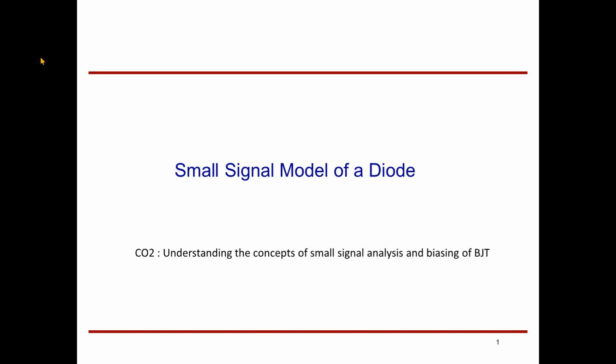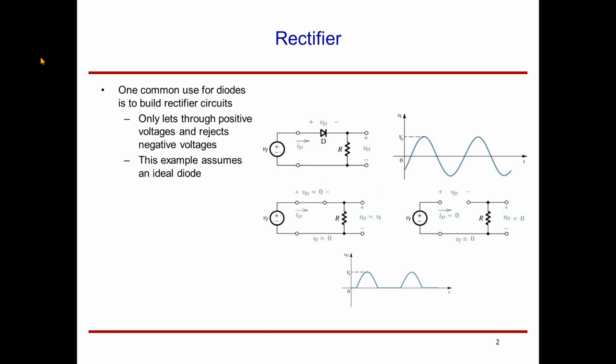In today's video lecture, we are going to discuss the small signal model of a diode. First of all, a very important application of a diode is that it can act as a rectifier. It is mainly useful for building rectifier circuits, allowing the positive voltage and removing the negative part, or removing the positive part and allowing the negative part, either of the types.